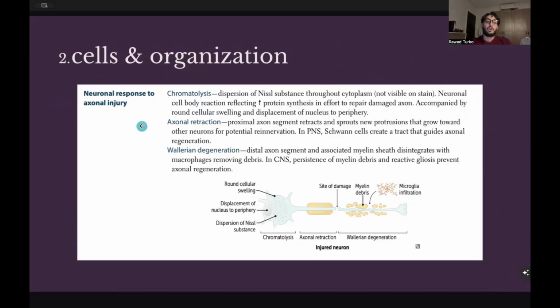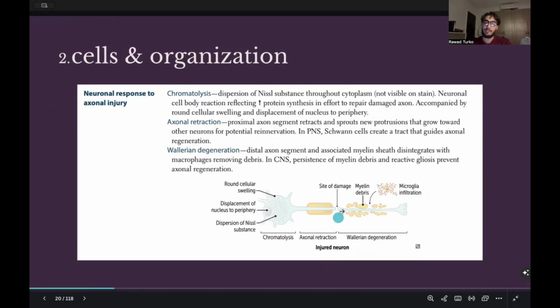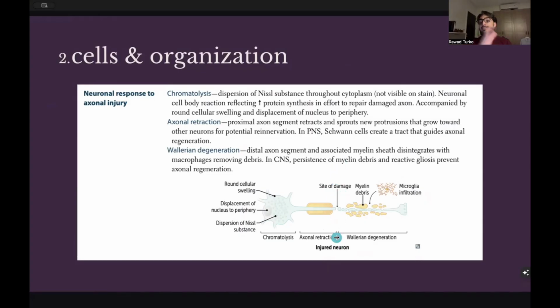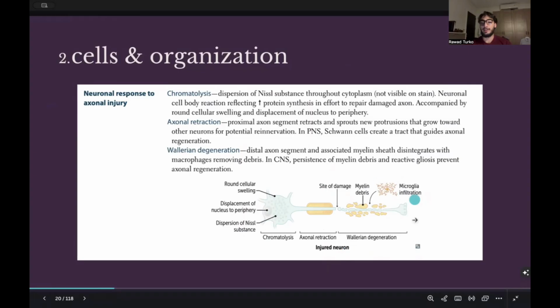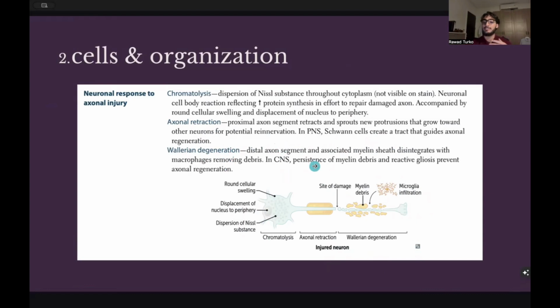Now moving on to neuronal response to axonal injury. Now let's say we have this long neuron here and we have damage right here in the middle. All right. Distal to this damage, we're going to have something called Wallerian degeneration, in which the distal axon segment and associated myelin sheath disintegrate, with macrophages removing the debris. In the CNS, persistence of the myelin debris and reactive gliosis prevent axonal regeneration. Okay, now that's distal to the site of the damage.